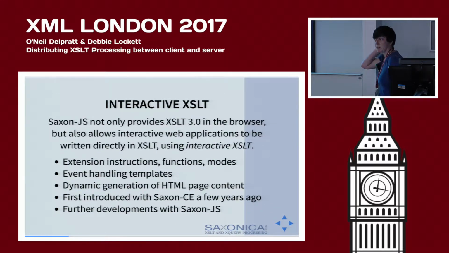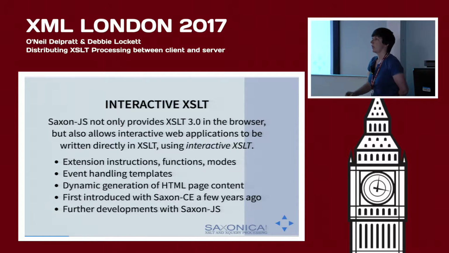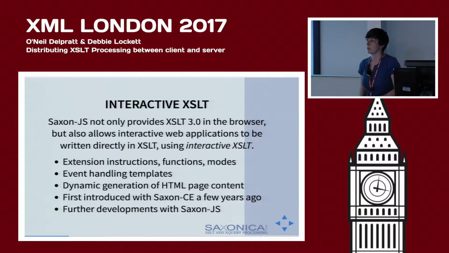So not only does Saxon.js mean you can do XSLT 3.0 in the browser, it also provides a set of extension functions and instructions and modes in XSLT that mean that you can write interactive apps just using XSLT. So you don't need to drop down to JavaScript. You can write some event handling templates so that when you click somewhere on your page, the XSLT processes the action to be taken. And you can dynamically generate parts of your page and add those in. So this interactive XSLT, you'll certainly see as we go through our example and look at the code.